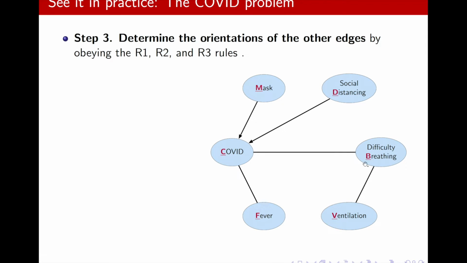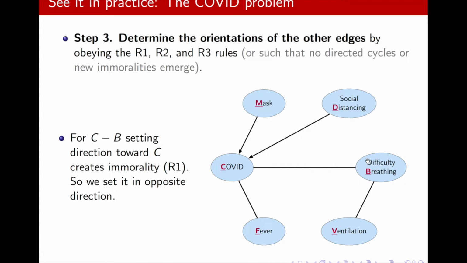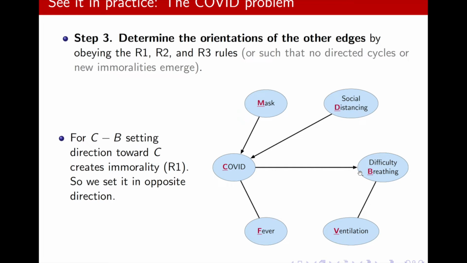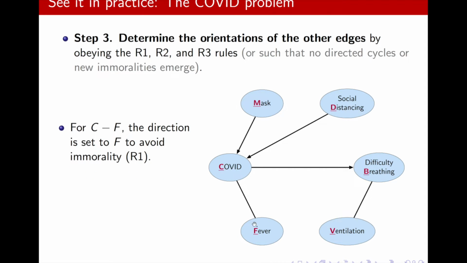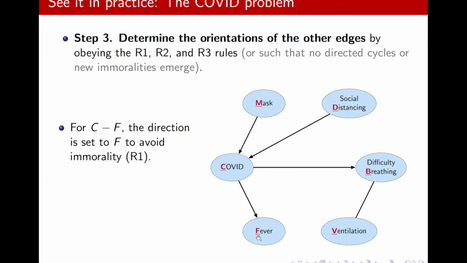So back to our graph, I want to see if I can decide on the direction of these links. For example, B, C, D. If I make the link from B to C, then I will have a new immorality here, B, C, D. Okay, so I need to make C point to B, like this. And for F and C, if I make F pointing to C, then D, C, F will be a new immorality. So C should be pointing to F.